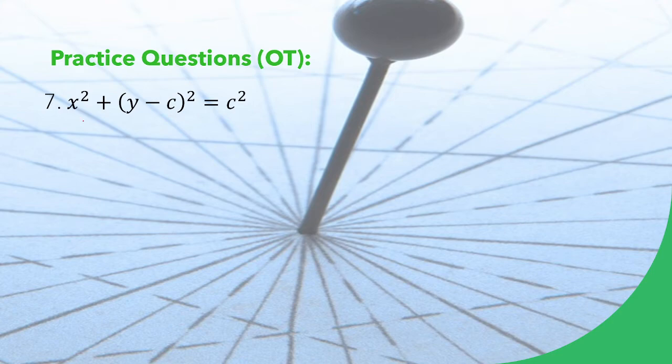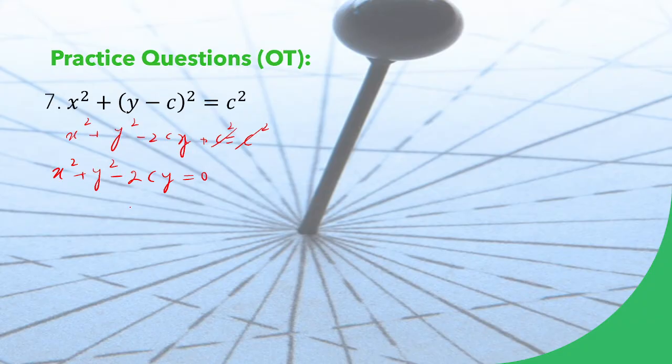So this is x square plus (y minus c) square is equal to c square. So these are the circles whose center is on the y-axis and radius is c. And there is only one arbitrary constant in this case, again c. So first we simply expand this square: x square plus y square minus 2cy plus c square is equal to c square. We may cancel these two together. So we get x square plus y square minus 2cy is equal to 0.